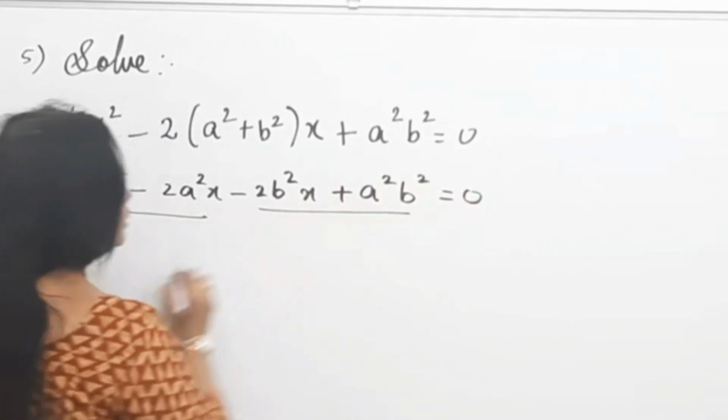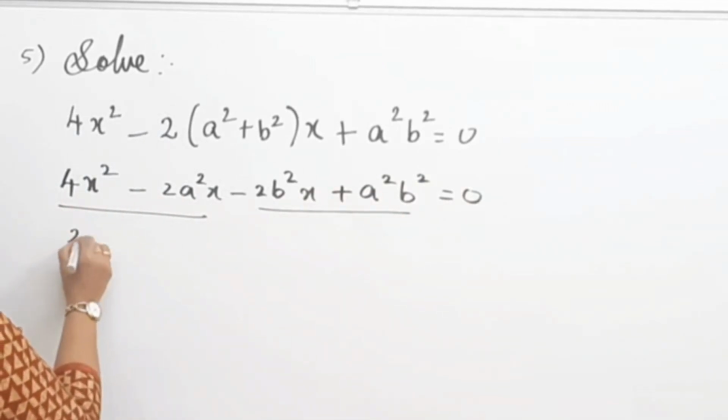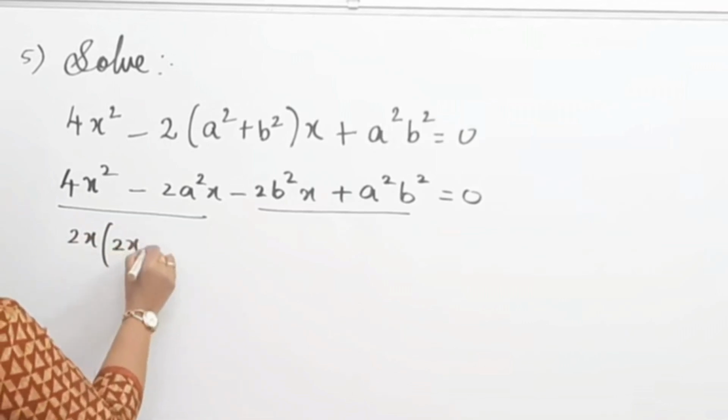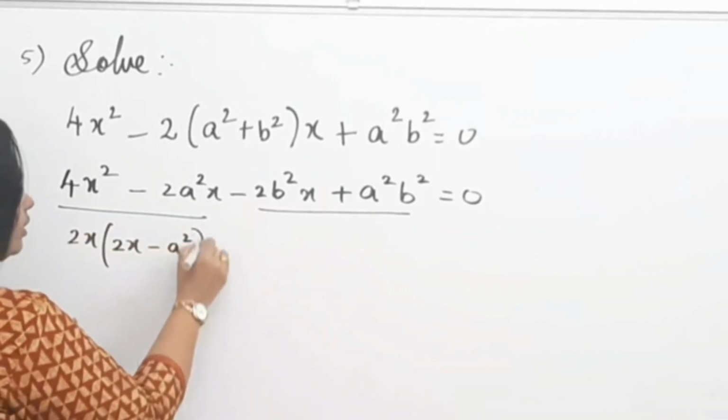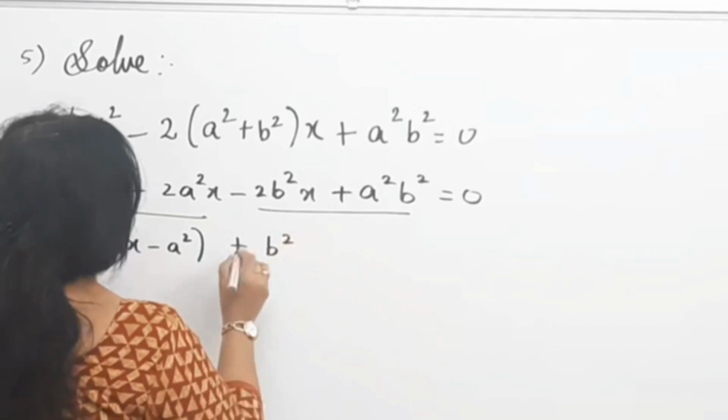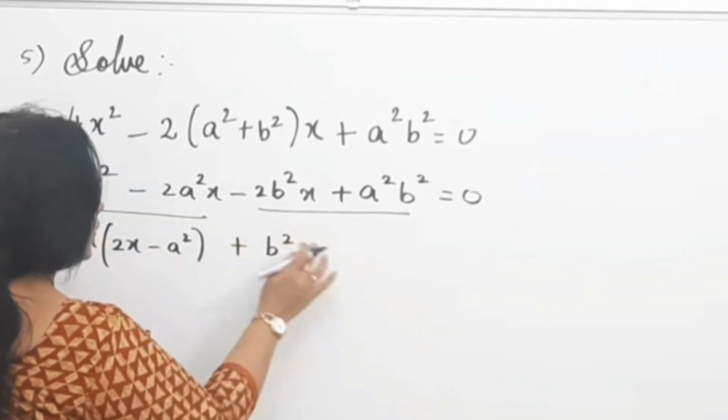Now I group the terms. So here 2x is common. I would take 2x minus a squared plus here the common is b squared. So I want the same minus here.